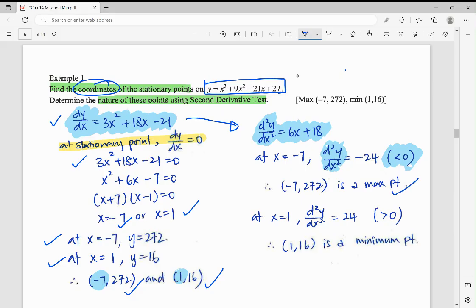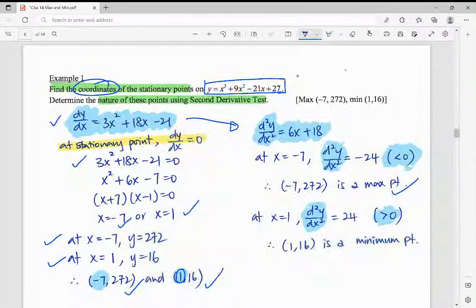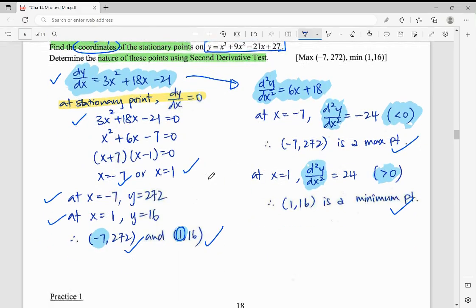Now I'm going to do the same thing using x equals 1. I substitute into my second derivative, and I get 24, which means my second derivative is more than 0. Because the second derivative is more than 0, I can conclude that my point (1, 16) is a minimum point. And this is how we use the second derivative test to determine the nature of the stationary point.